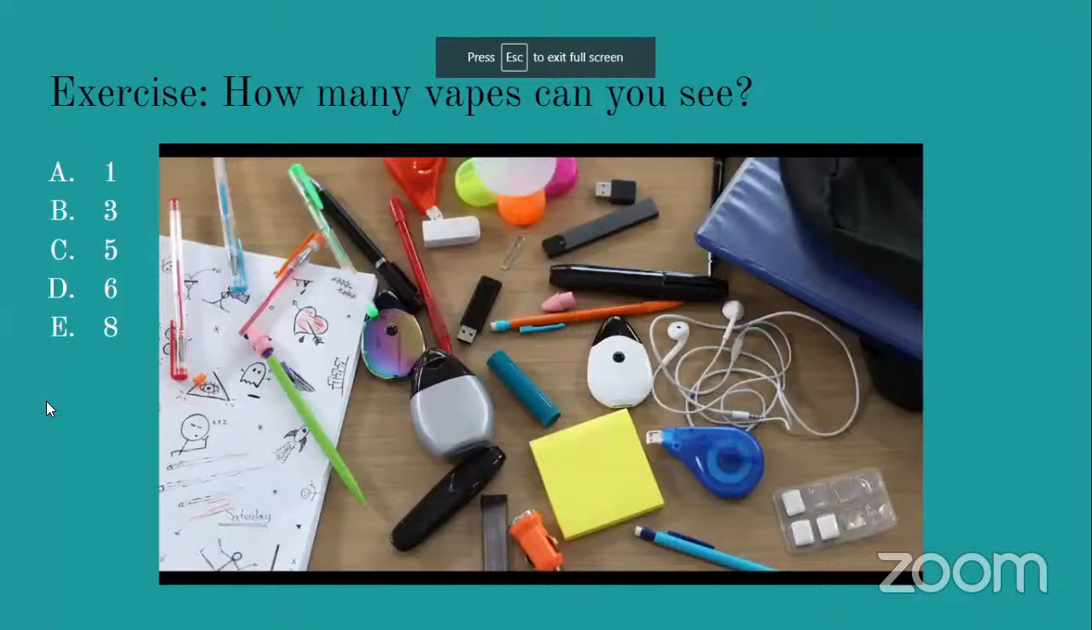And this is a quick exercise that I would like you to either unmute yourself or write in the chat box: how many vapes do you see in this picture? Is it 1? Is it 3, 5, 6, or 8?